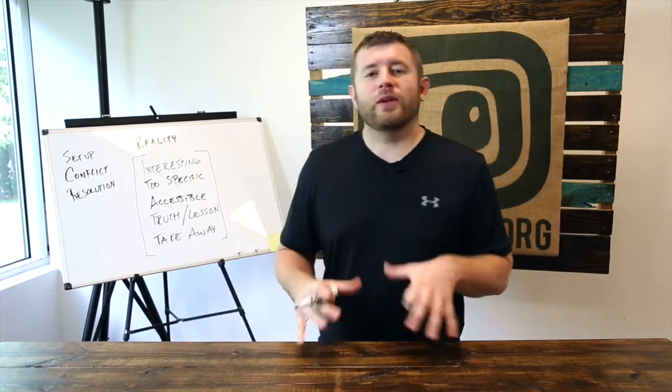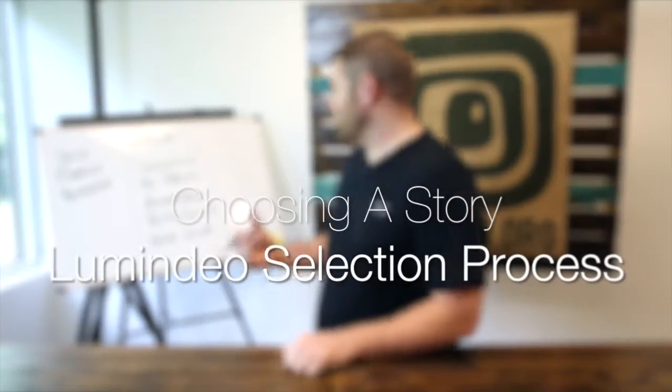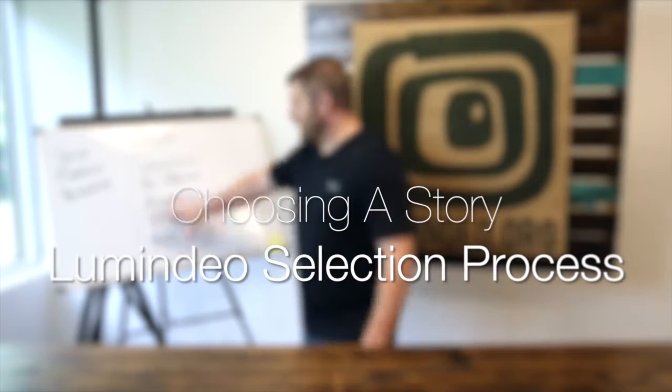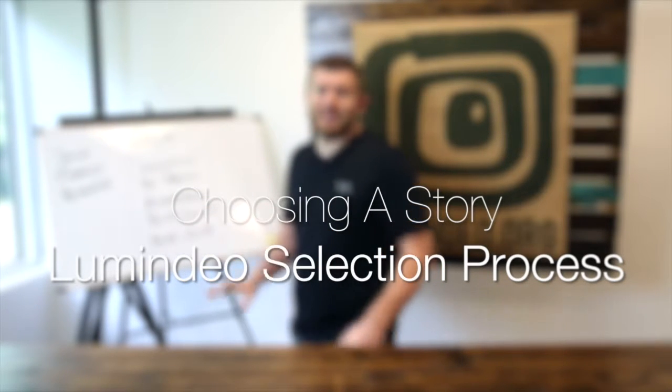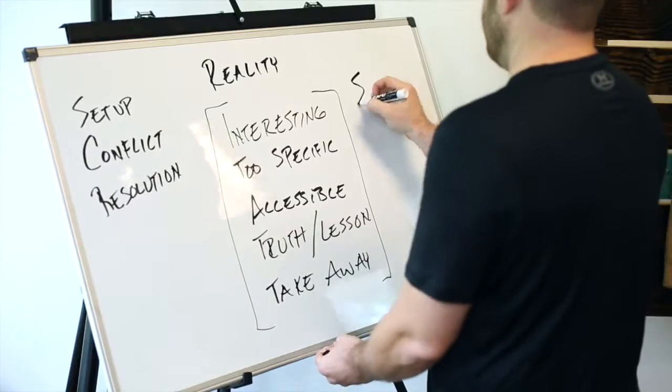So there's a few things we do at Lumen Deo that really help us narrow down the stories that we do. So I want to give you a few of those as well. First, we look at this. If it has all of this, then that's kind of stage one. We want to make sure that's stage one. And then we do what we call a sit down.